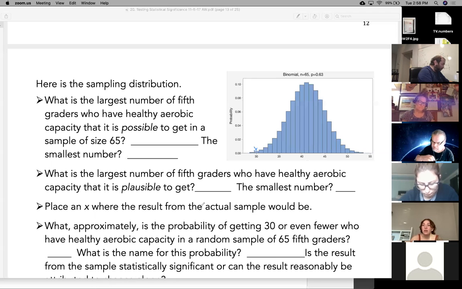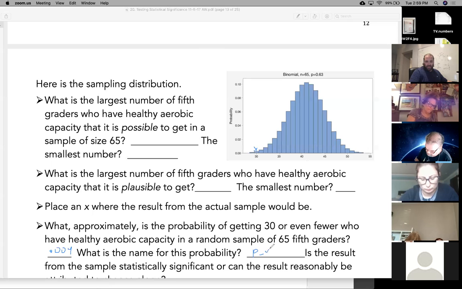We're assuming 0.63, right? Okay, so my probability, just so you know, I just calculated it, was 0.004. The likelihood of getting the result that I got, or something even more extreme, was less than 0.5%. That's the p-value.